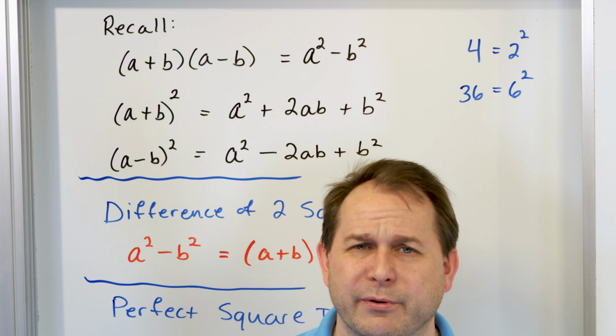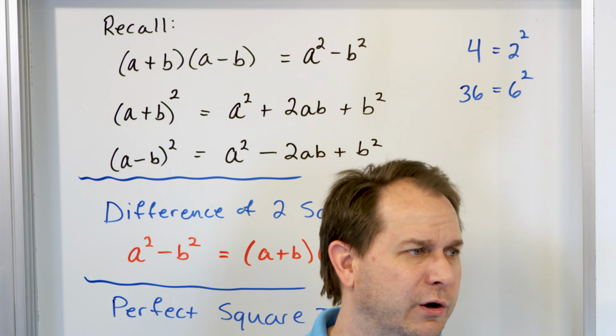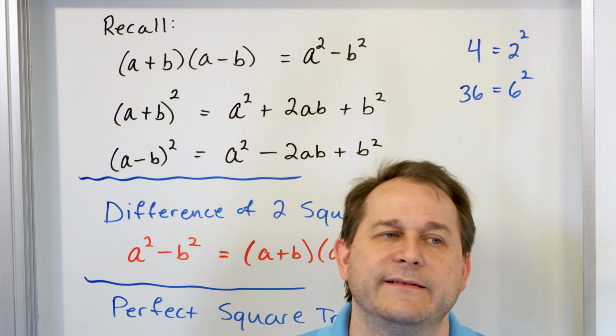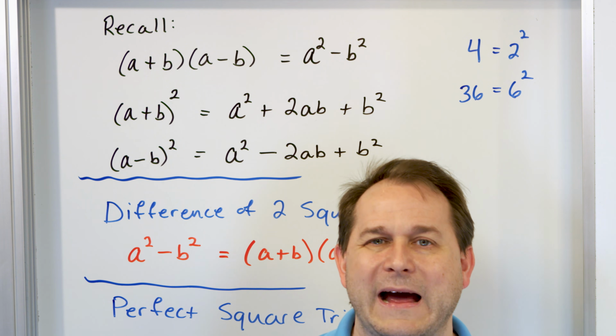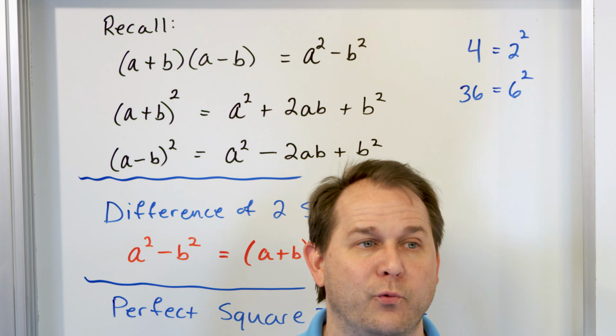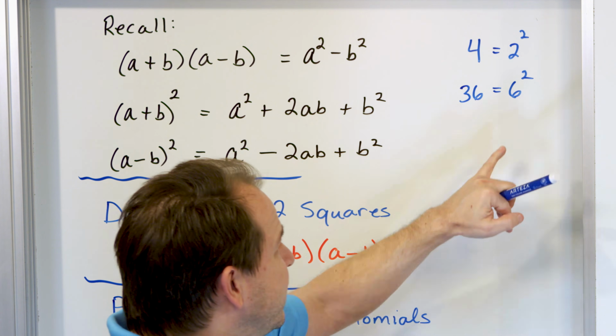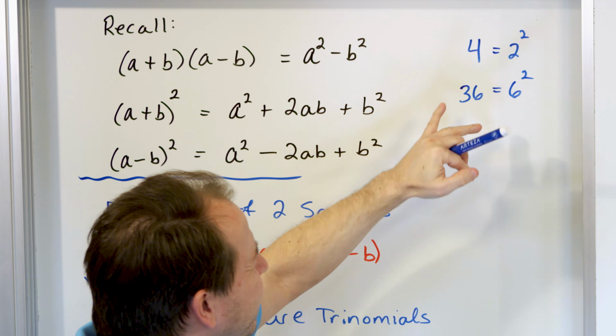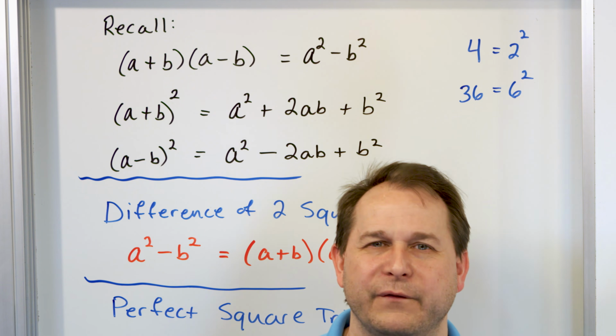But 7's not a perfect square. 14's not a perfect square. I can't take a number and raise it to the second power and get 14. I mean, I know 7 times 2 is 14, but that's not squaring, right? We need to find a number times itself to give us that number. So only certain special numbers can be perfect squares.